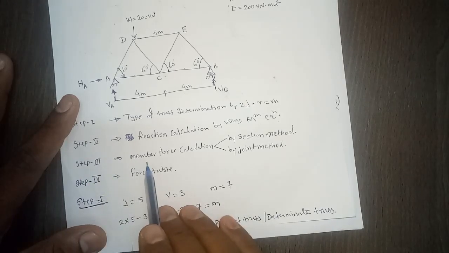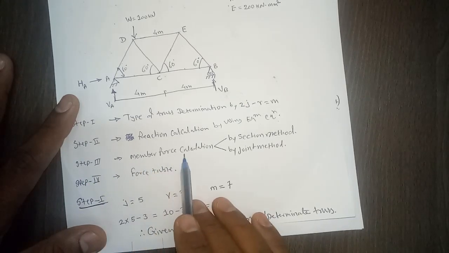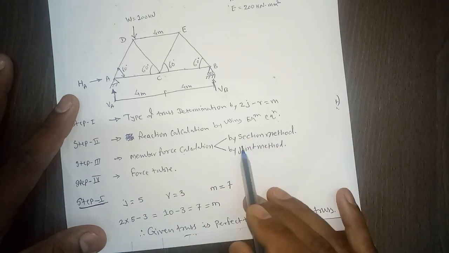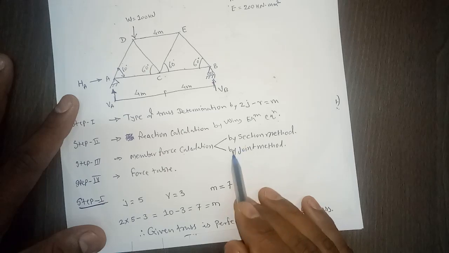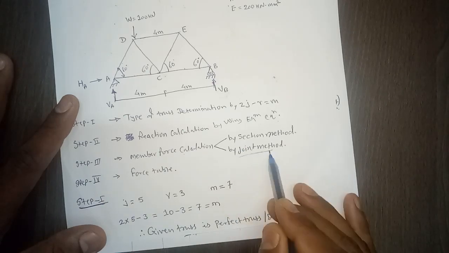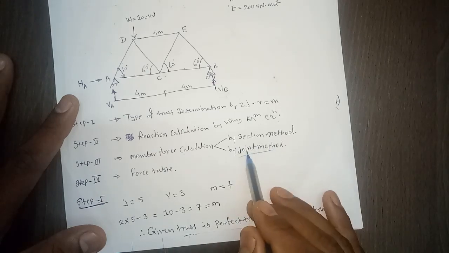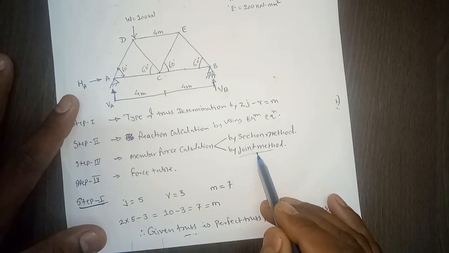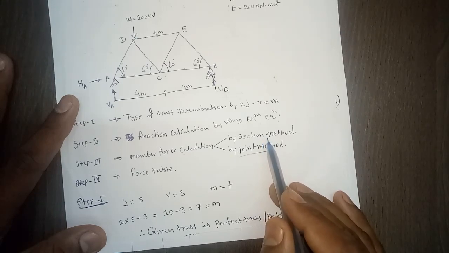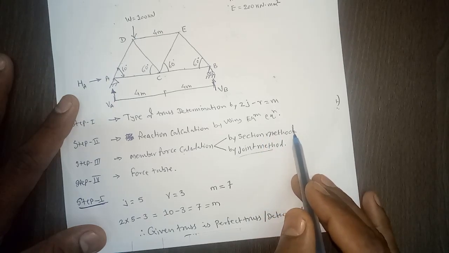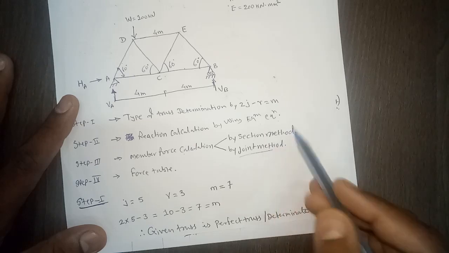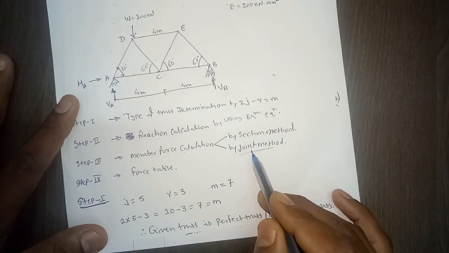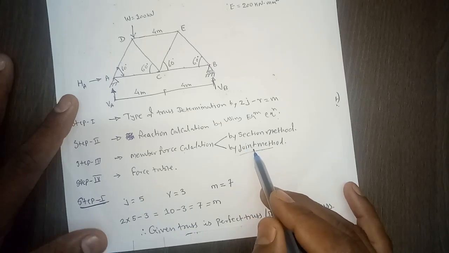Third step, member forces. We need to calculate member forces, and this calculation can be done by two methods: section method and joint method. Here I'll be discussing the joint method, since most students feel it is a little easier compared to the section method. No doubt the section method is a faster method, you can arrive at the result quickly by taking a particular section, but the joint method I feel is a little lengthy, but it is a little easy as well.